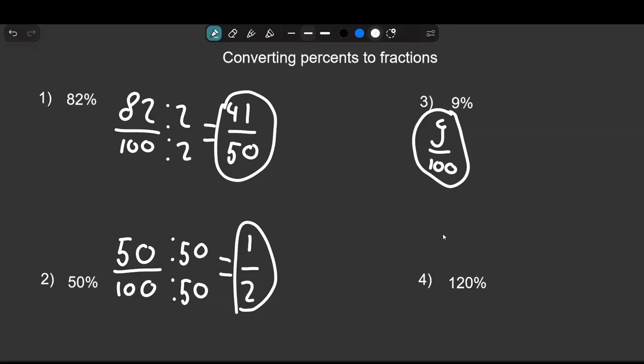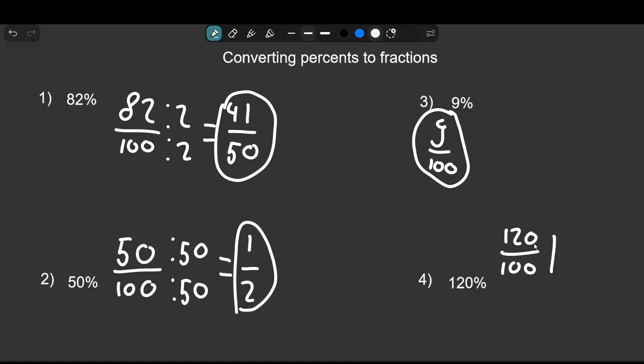On to the last one, 120. This one is a bit different. Let's write it down over here, 120 100ths. But as you can see, the top one is bigger than the bottom one. This is what you call an improper fraction, so it's going to be greater than 1 whole. We can take 1 whole 100 out of the 120 with 20 left over. So this is how you do it. We have 120 and it's bigger than 100, so you can take the 1. So 1, and then we're left with 20 hundredths.